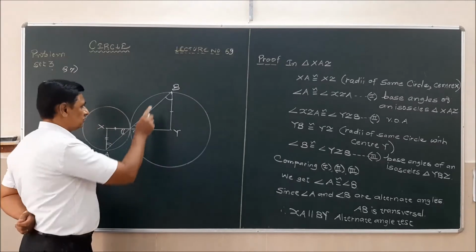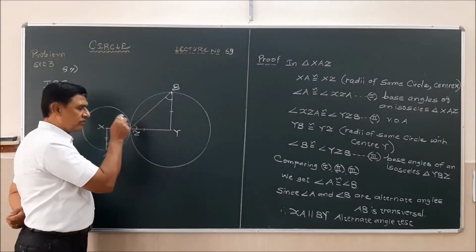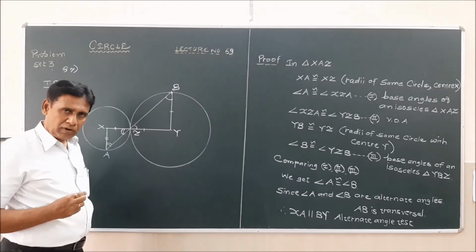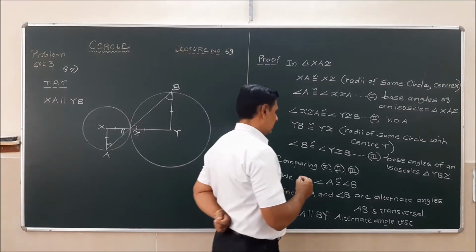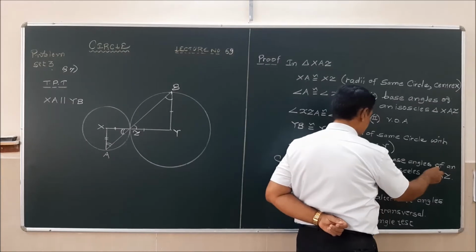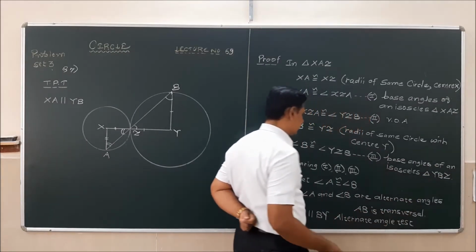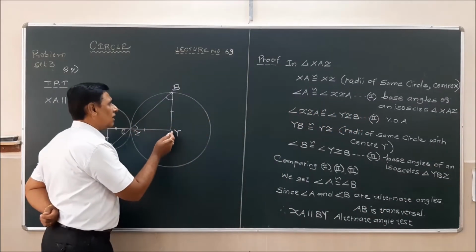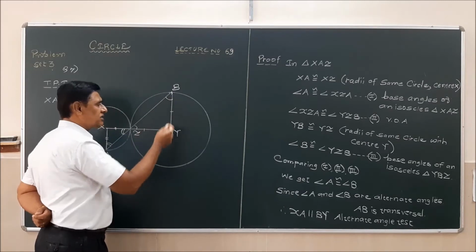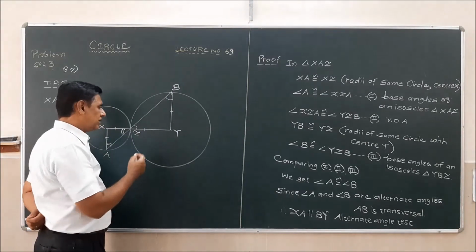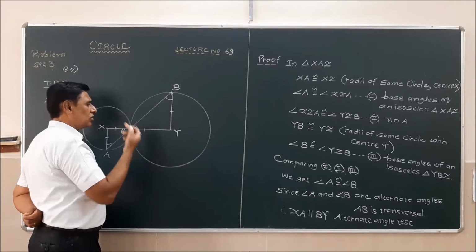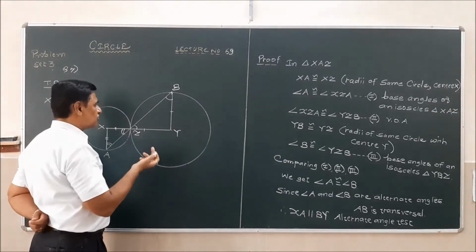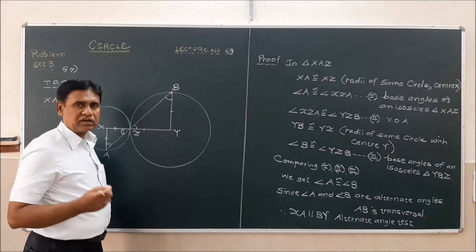Therefore, angle B is congruent with angle Z, because you will notice the same thing, that base angles of an isosceles triangle YBZ. So triangle YBZ becomes isosceles triangle. Why is it isosceles triangle? Because YB and YZ are congruent. They are congruent because they are radii of the same circle with center Y.